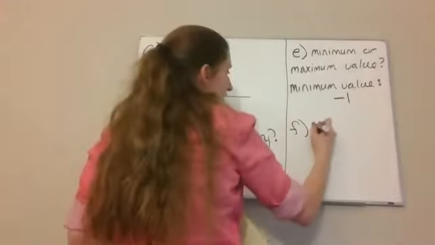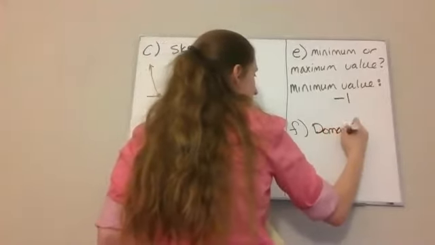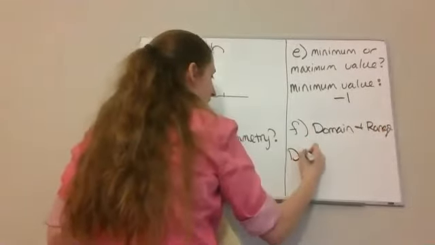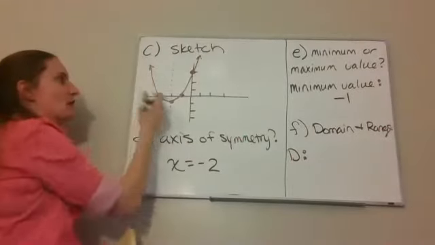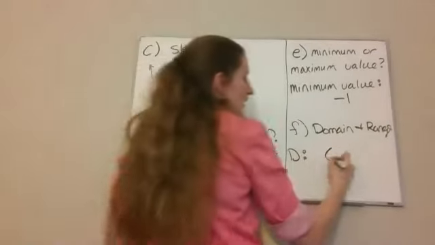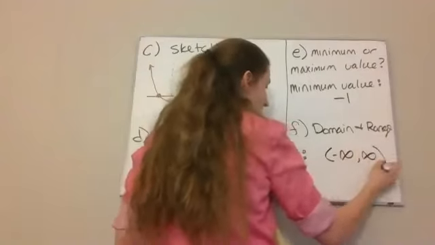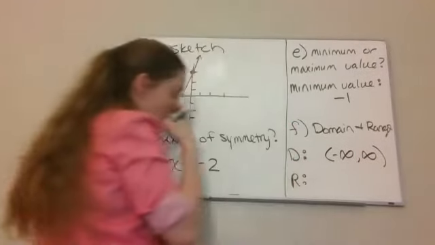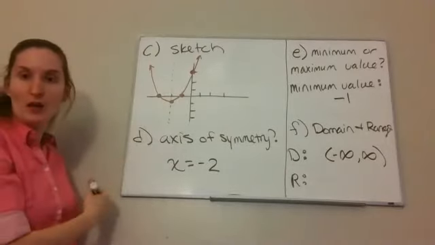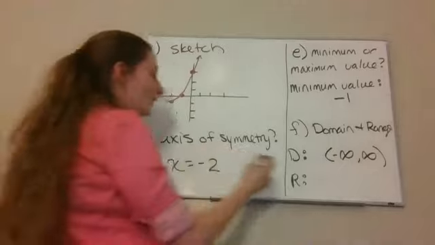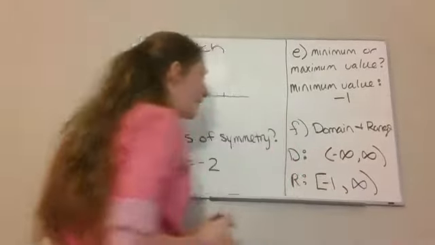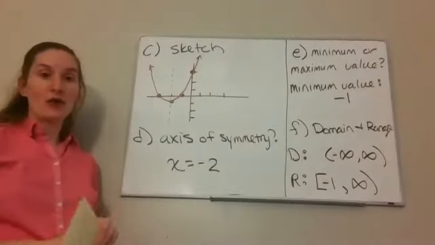Last thing, domain and range. The domain, you can see from our graph, we can plug in any x values we want. It's going to go on forever. So my domain is -∞ to +∞. But my range is not all real numbers because I don't hit any of these y values below my vertex. So my smallest y value is -1, but I continue up forever. So I get a range of -1 to infinity.